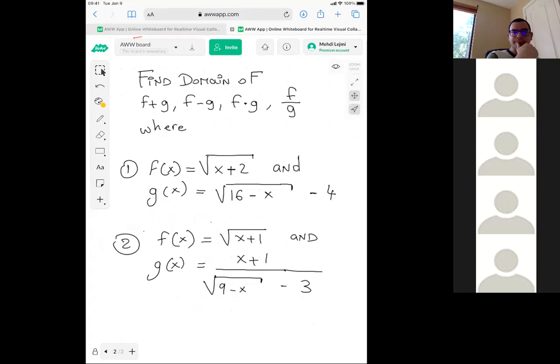Sir, under the f over g, when you're finding for g, do you include the -4? Oh yes. So you want to solve g equal to 0? Yes, you include the -4, of course. It's the whole g equal to 0.